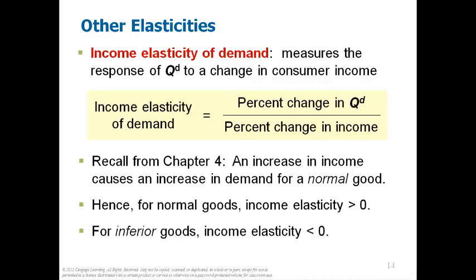So for normal goods, income elasticity is greater than 0. For inferior goods, income elasticity is less than 0. It's negative, meaning that there's an inverse relationship between income and the quantity of the good that people buy. So for inferior products like ramen noodles, the things that people don't buy when their income goes up, as their income goes up, the quantity that they purchase goes down. The income elasticity is less than 0.